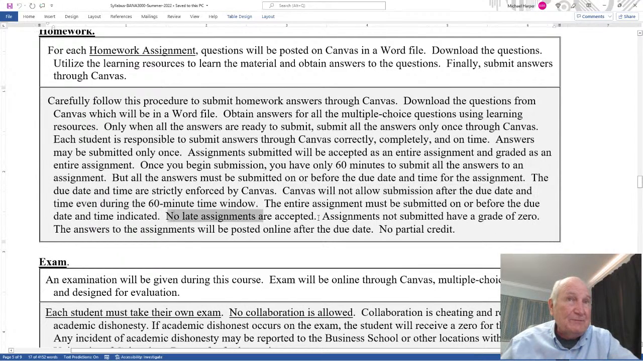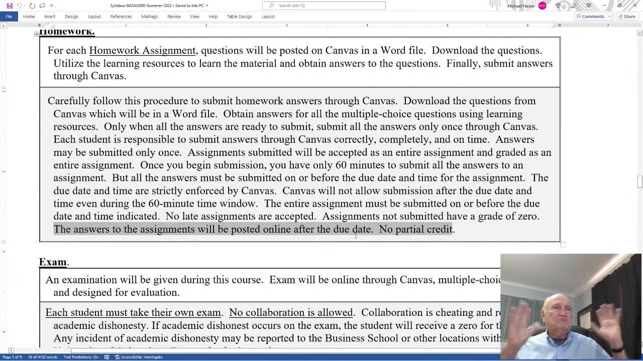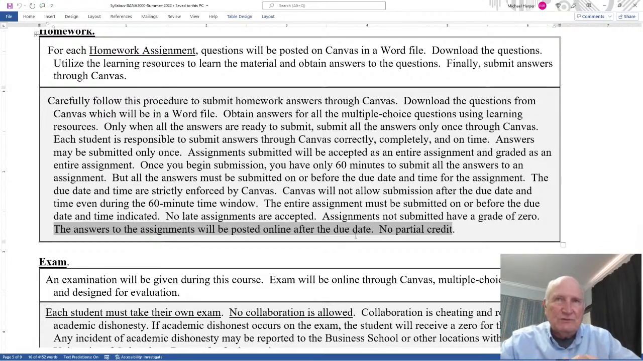No late assignments are accepted. Assignments not submitted have a grade of 0, and the answers to the assignments will be posted online after the due date, and no partial credit. So as soon as on Sunday, all the answers are posted. No partial credit.